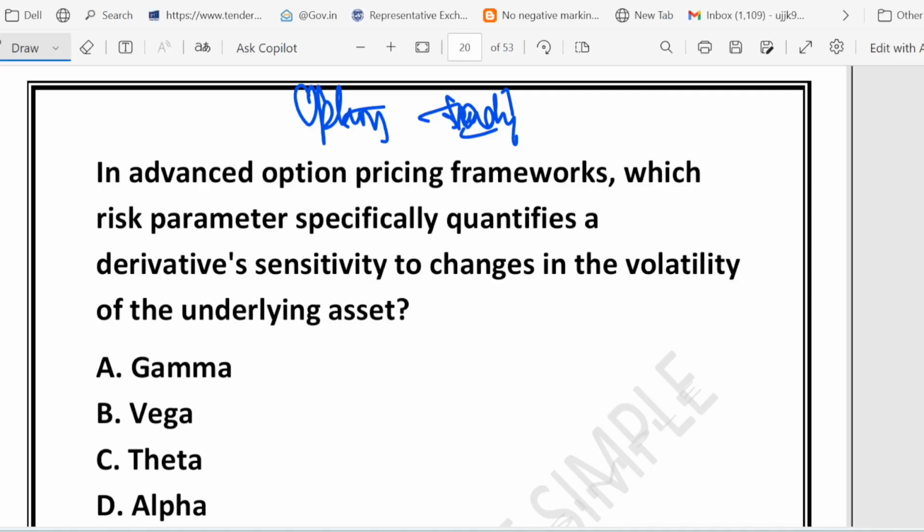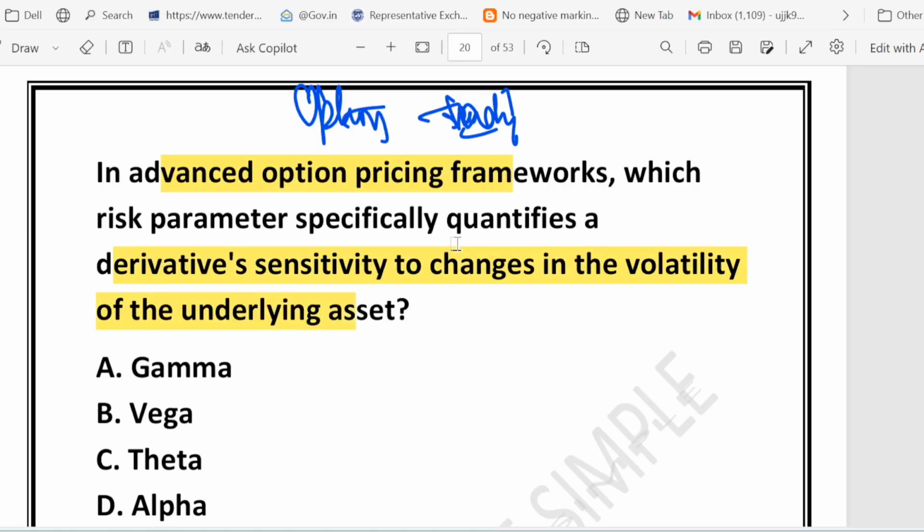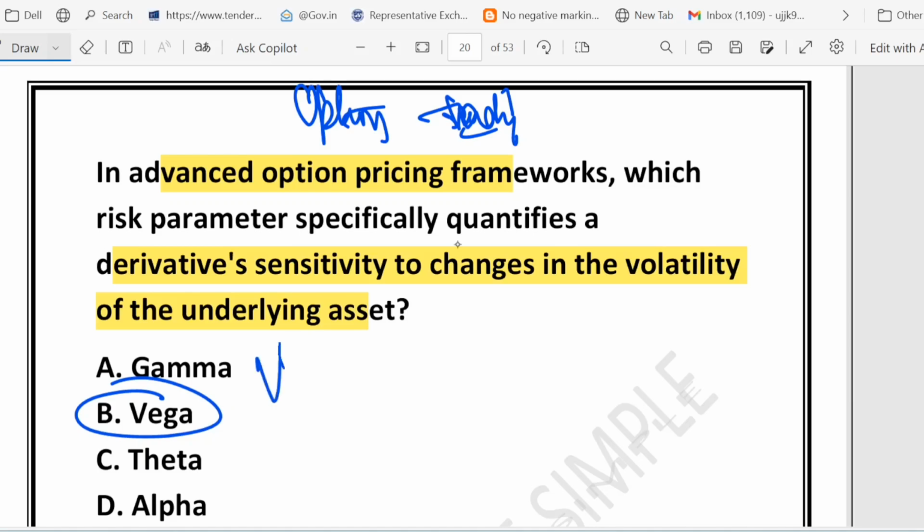So basically the correct answer, think about it. They are talking about the advanced option pricing framework. So derivative sensitivity to the change in the volatility of the underlying asset. The answer is vega. What is the answer? The answer is vega. Why? Because vega tells us how much the price of an option changes if the volatility of the underlying asset changes by 1%. Try to understand.